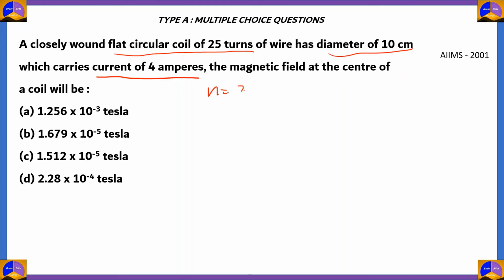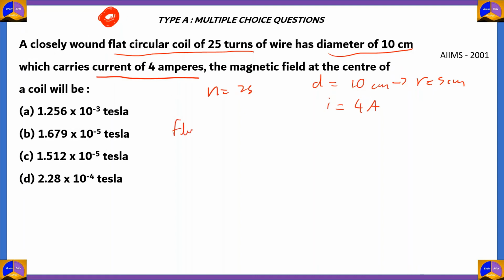So we have N as 25 turns. We have the diameter, which is 10 centimeters. That gives us a radius of 5 centimeters. And then we have current, which is equal to 4 amperes. So over here, the situation is a little bit different. We have a coil, which is circular, and it has 25 turns of the same wire. So it's kind of something like this. And we're asked to find out the magnetic field at the center of the coil.